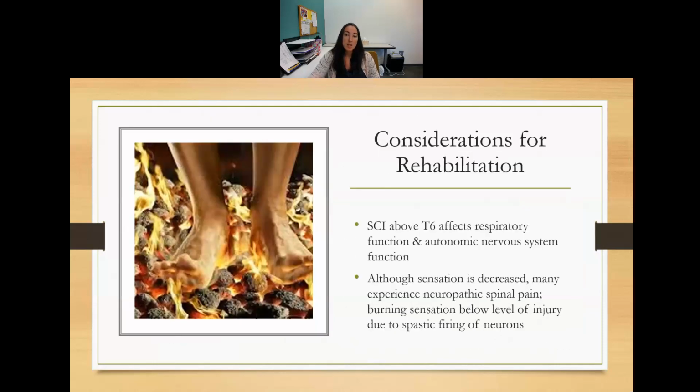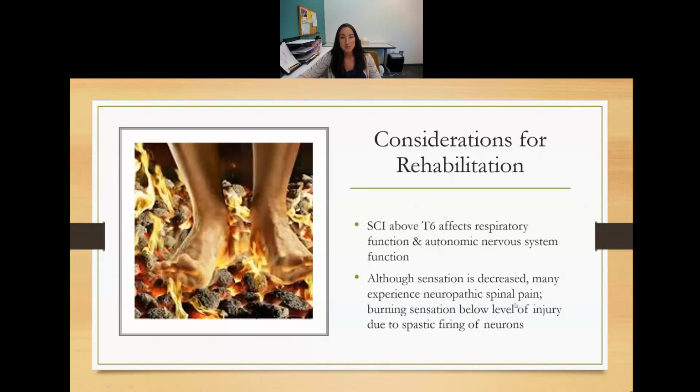Some other considerations. A spinal cord injury at a level of T6 can affect the respirations and the autonomic nervous system. And even though their sensation is decreased, many have neuropathic spinal pain. So it's like a burning sensation below the level of injury because their neurons are just spastically firing. So they're not getting good receptive feedback from the neurons, but the neurons are kind of like, what's going on, and just firing at random, and their brain is interpreting all that as pain, especially burning, a deep burning sensation.